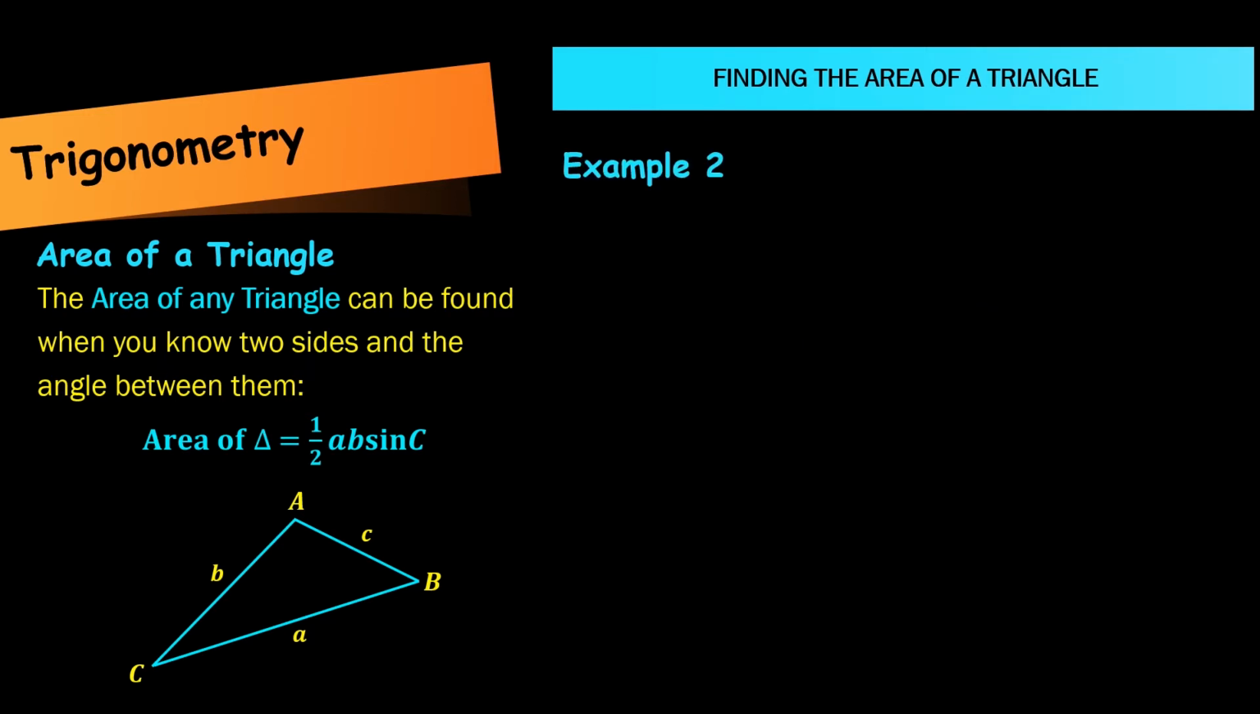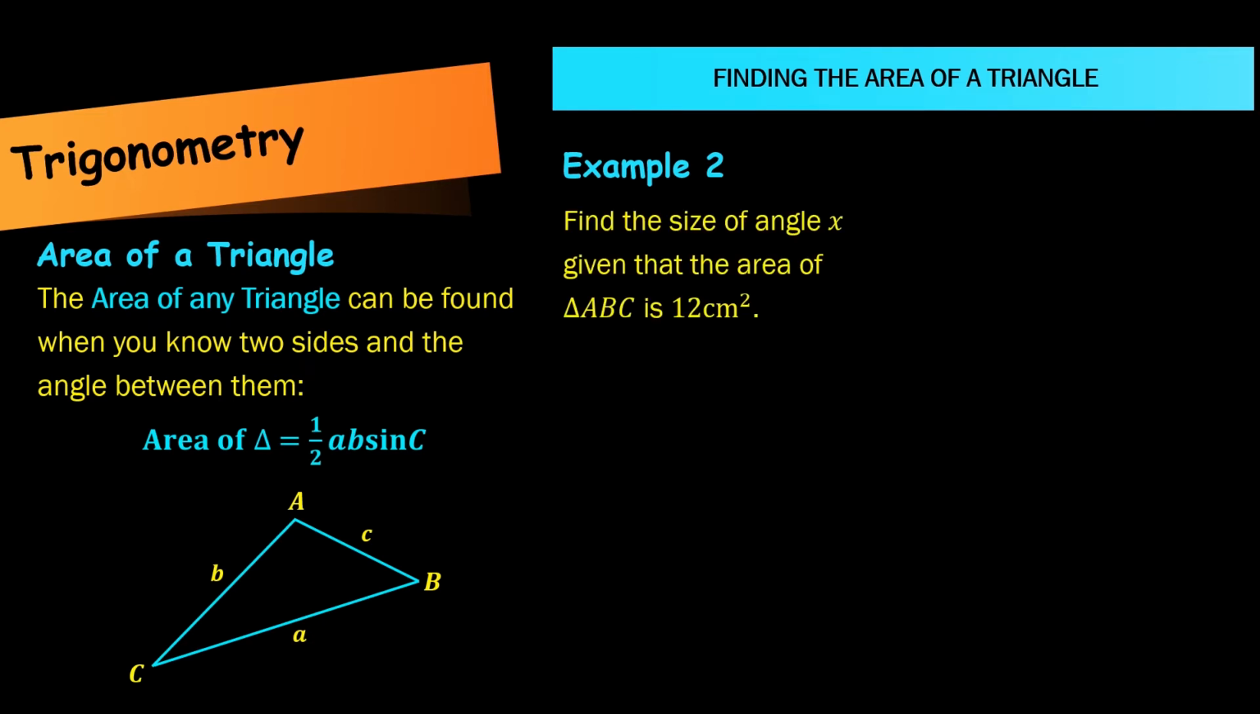Now let's take a look at another example. Find the angle x in the diagram given that the area of triangle ABC is 12 centimeters squared. Pause the video and have a go. Press play when you're ready to view the solution.